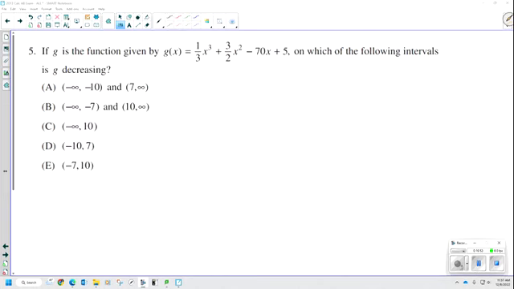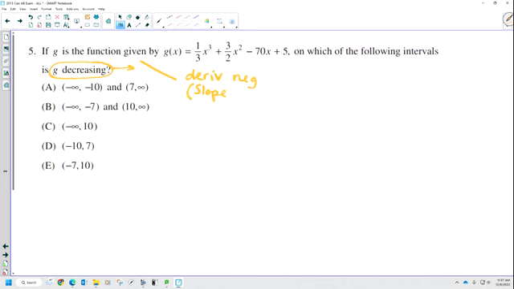Number 5 reads, if g is the function given by g of x is 1/3 x cubed plus 3/2 x squared minus 70x plus 5, on which of the following intervals is g decreasing? If g is decreasing, that means it's got a downward slope, which means the slope is negative, the derivative is negative, because derivative and slope are the same thing.